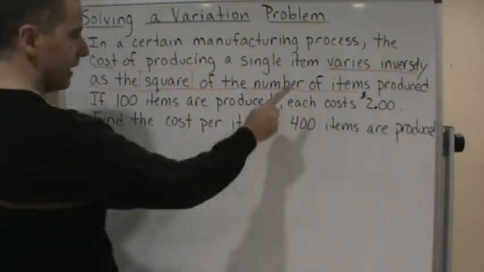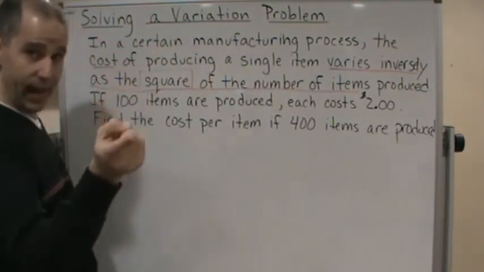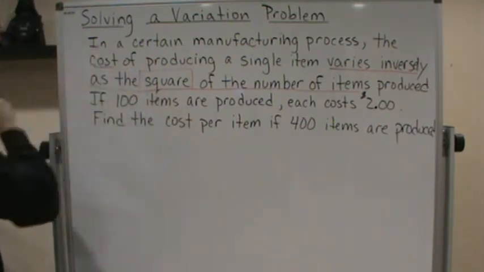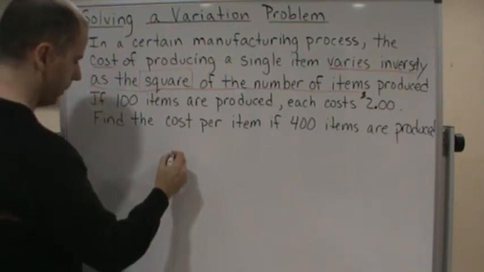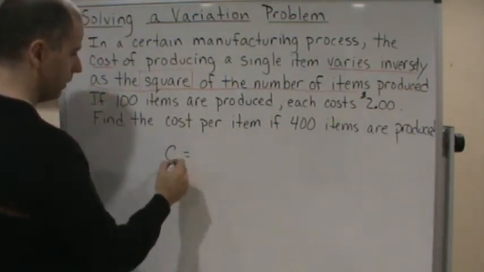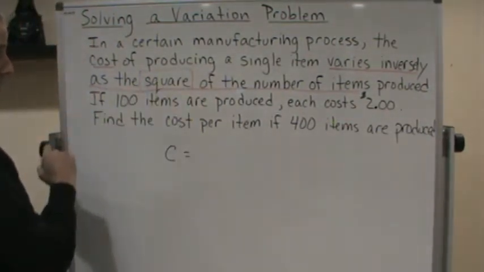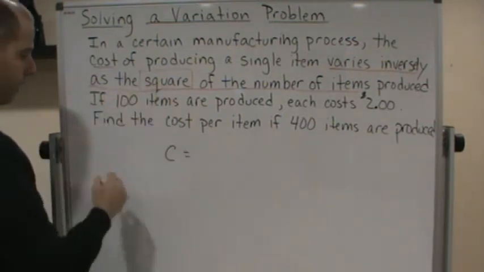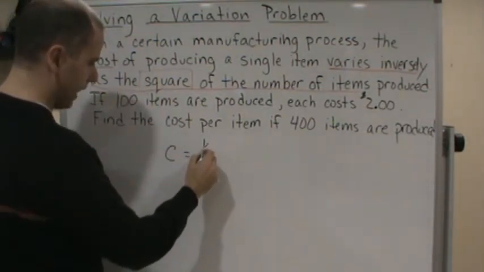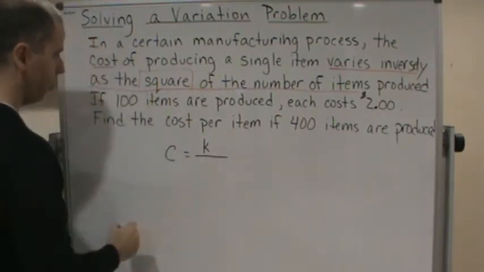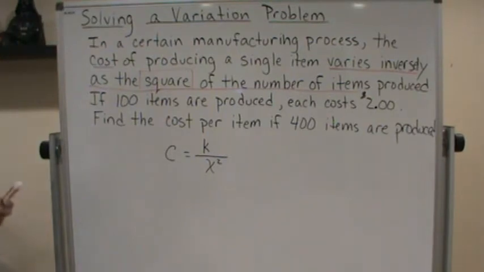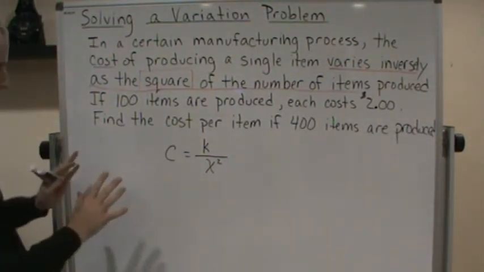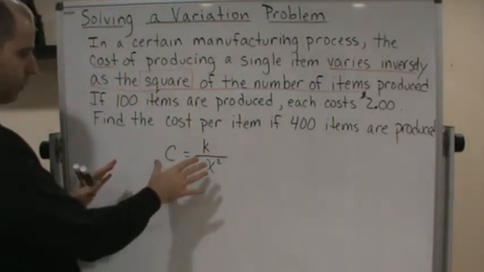So let's say the number of items produced is X, and let's say C is cost. So they're saying cost varies inversely as the square. So that means we're going to have K on top over what? X squared. That's it. And now we've got the relationships set up, and so now we're going to solve for K.